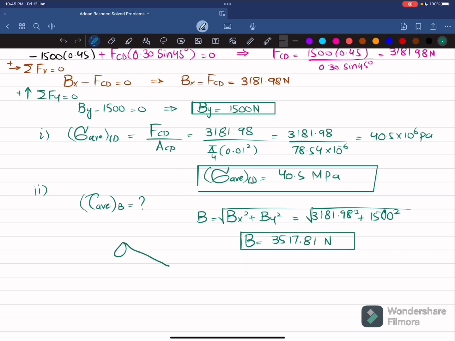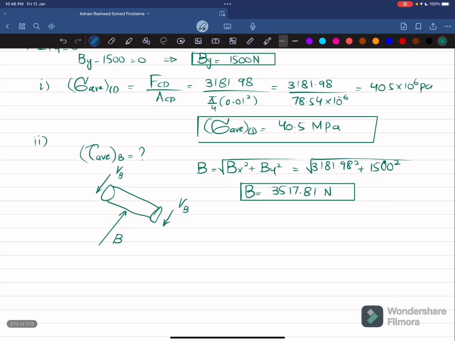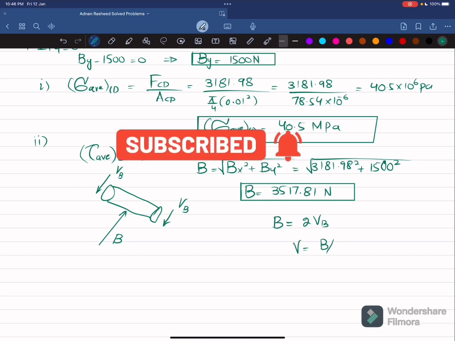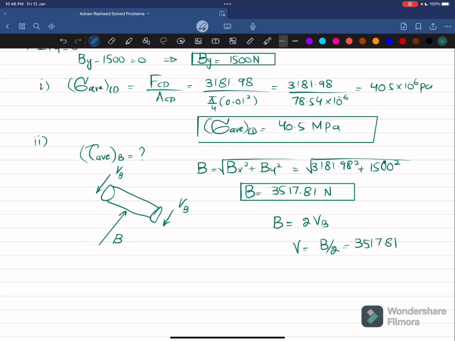If I draw the pin like this at B, this B is acting over here, and it is given that it is double shear because there are two supports, so VB and VB. So this B will be equal to 2V, double shear. So shear force will be equal to B by 2, and 3517.81 divided by 2 will give you the shear force VB on the pin, and this shear force comes out to be 1758.91 Newton.